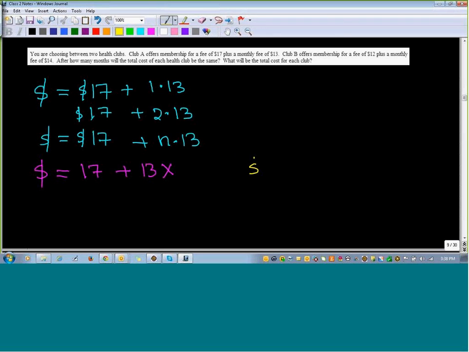And the dollar amount will be equal, right? When the price will be the same. So the dollar amount for the first is that much. If the dollar amount for the second is that much, I make them equal. That's all. So 18 plus 13x equals 12 plus 14x.